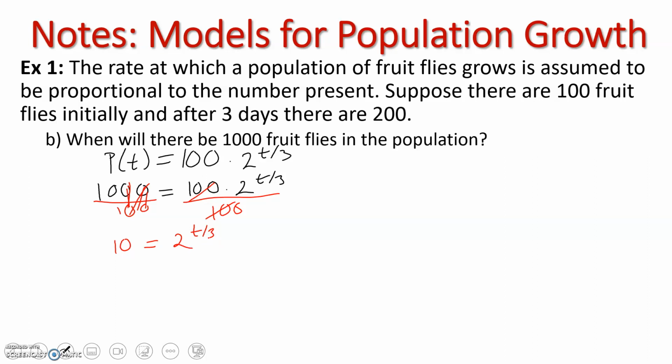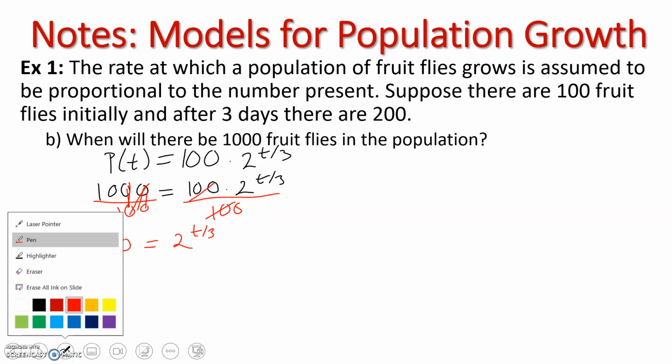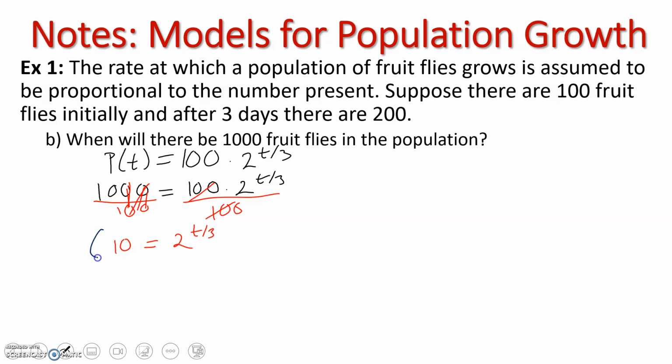We would like to get rid of that 1/3 power. So we will raise both sides to the power of 3. That gives us 1,000 is equal to 2 to the t power.